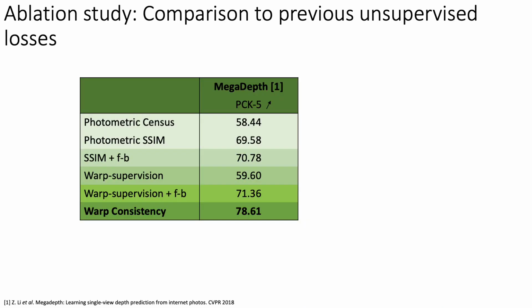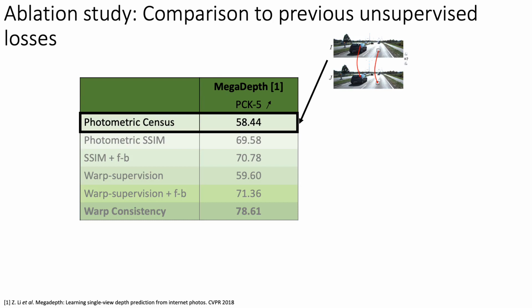So first, we compare our Warp consistency objective to the existing unsupervised approaches I presented at the beginning. So we train GLU-Net with different unsupervised losses on MegaDepth, and we here compare the corresponding network performances on the MegaDepth dataset. As metric, we use the percentage of correct keypoints for a threshold of 5. So let's look at the results. So first, the photometric census loss, which is popular in optical flow, here does not have sufficient invariance to appearance and viewpoint changes, and it thus leads to poor results on geometric matching datasets.